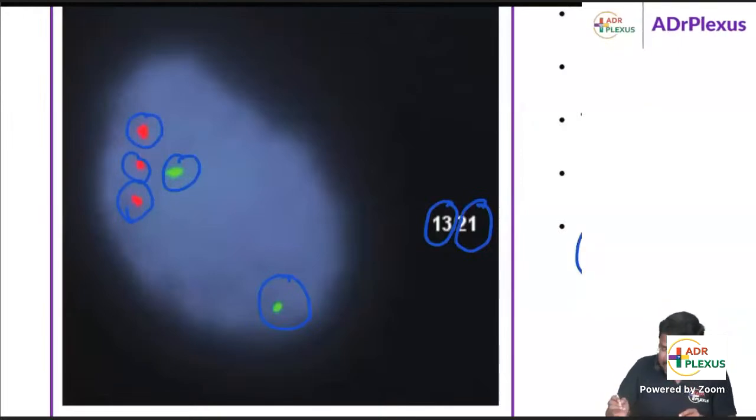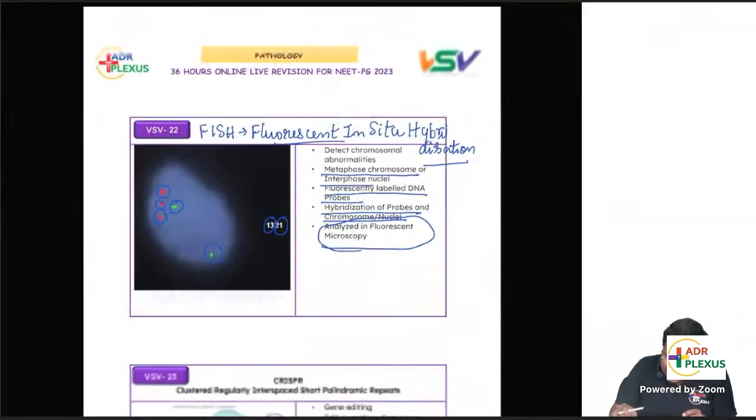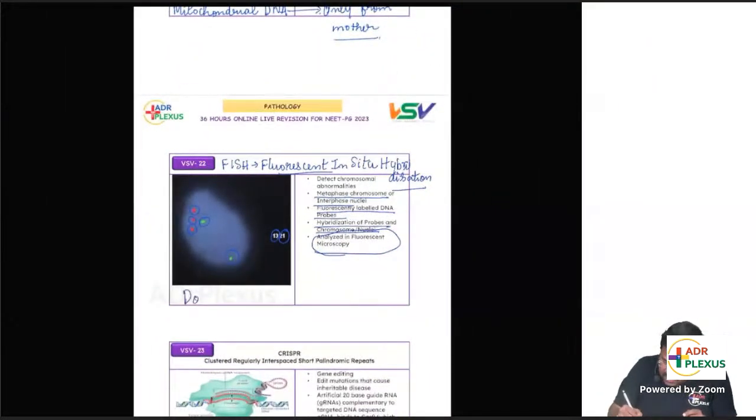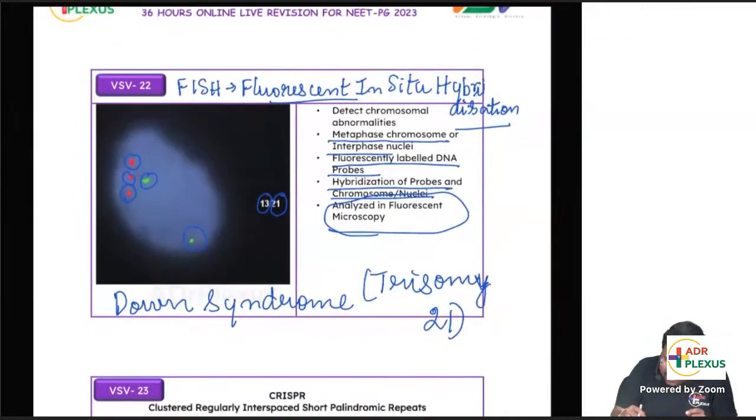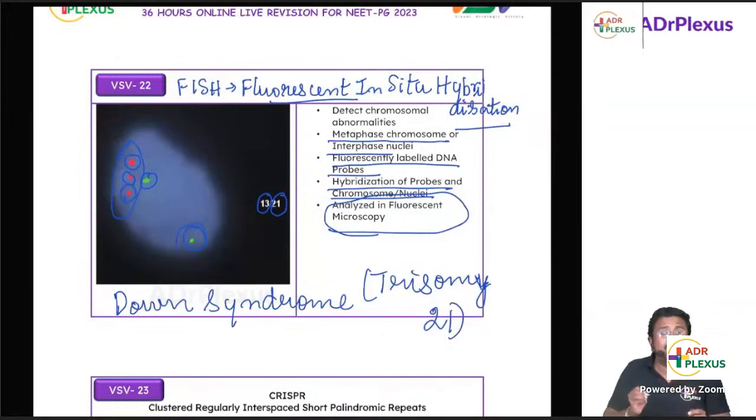Now, can you make a diagnosis of this FISH image? Yes, very good. This is a case of Down syndrome. Why is this a case of Down syndrome? Because it is trisomy 21. For chromosome 21, you are getting three red signals, whereas for chromosome 13, you are getting only two signals.